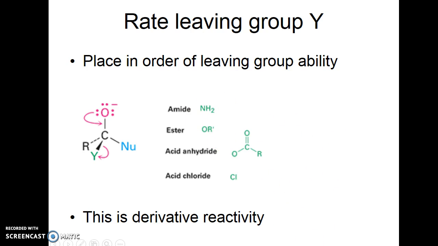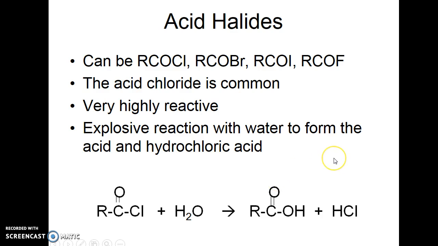This is the order of derivative reactivity. So we see that acid chlorides are the most reactive and amides are the least reactive. The acid halides, this is an acid chloride right here. You can replace this chlorine with a bromine or with an iodine or with a fluorine. The most common acid halide that we have is acid chloride. Second most common is with the bromide.